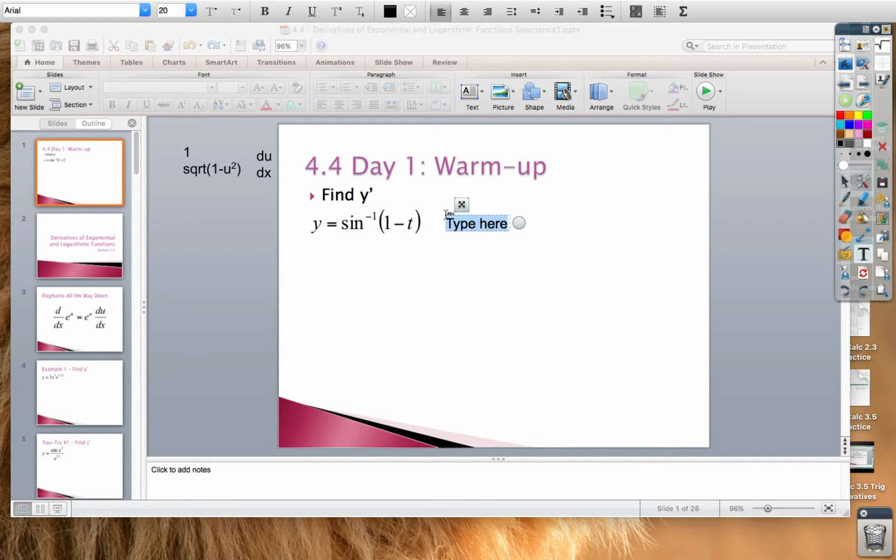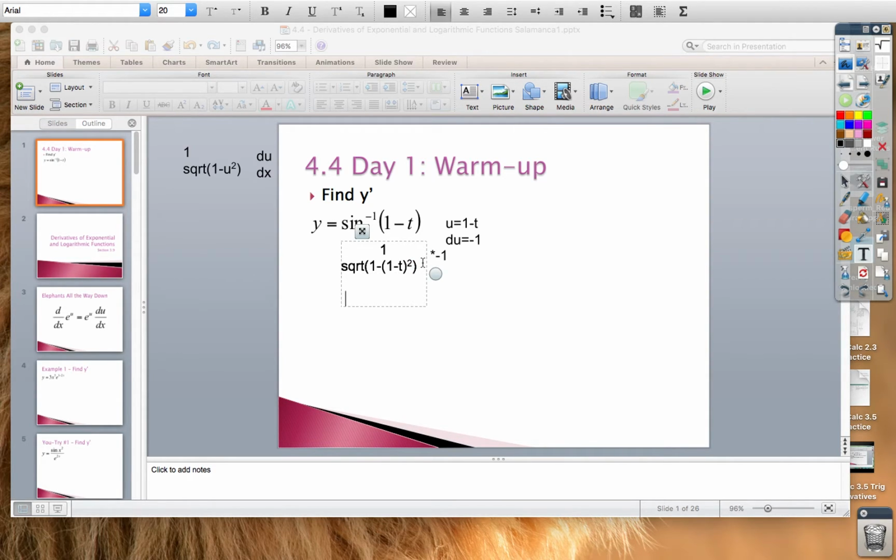Now looking at the problem, we have u equals 1 minus t, and du is going to be equal to negative 1. Now applying the formula that we have, the derivative of sine inverse is 1 divided by the square root of 1 minus u squared. And our u is 1 minus t. And so this is what we should have to start, times our du dx. And our du dx in this particular case is negative 1. So we're going to multiply by negative 1 to the entire thing.